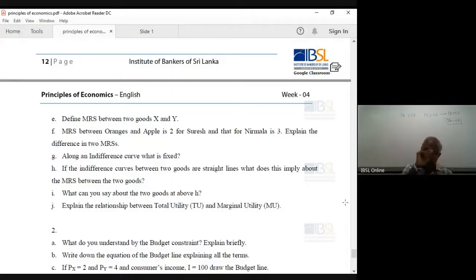When total utility is increasing, marginal utility is falling but positive. When total utility is at the maximum point, marginal utility is 0. When total utility is falling, marginal utility is falling and negative. Marginal utility is negative. Remember, I will draw this curve again.